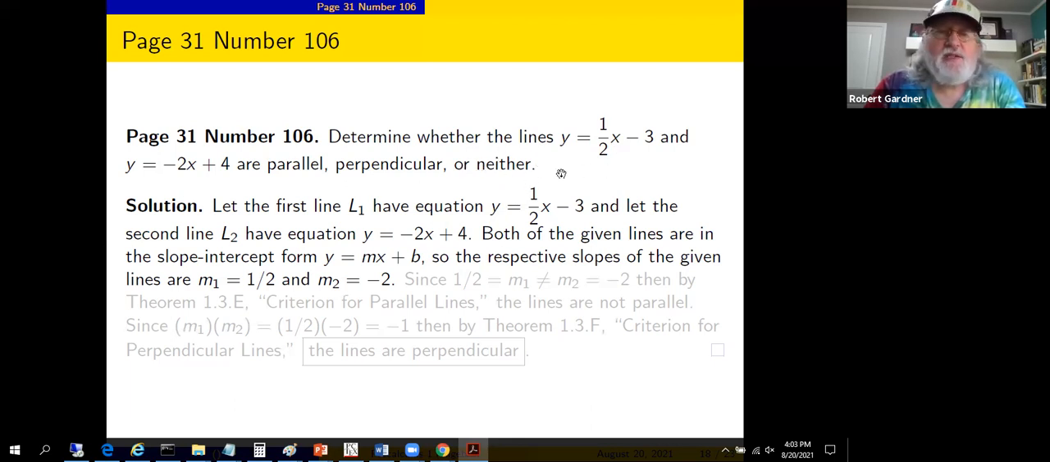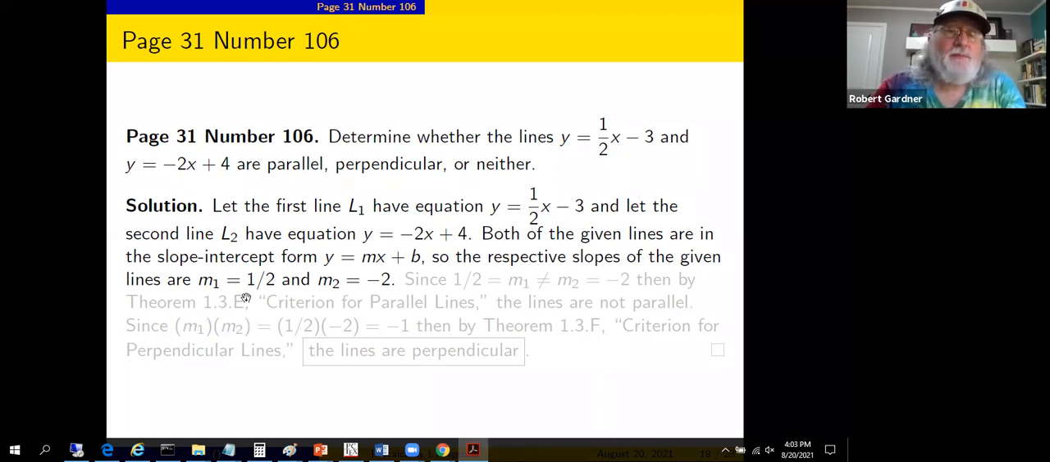Is it easy to find the slopes of these two lines? In this form it is. It's just the x coefficient. This is in y equals mx plus b form, and so is this. So if we let the first line, call it L1, have this equation, the second line, call it L2, have this equation, then it's easy to read the slopes off.